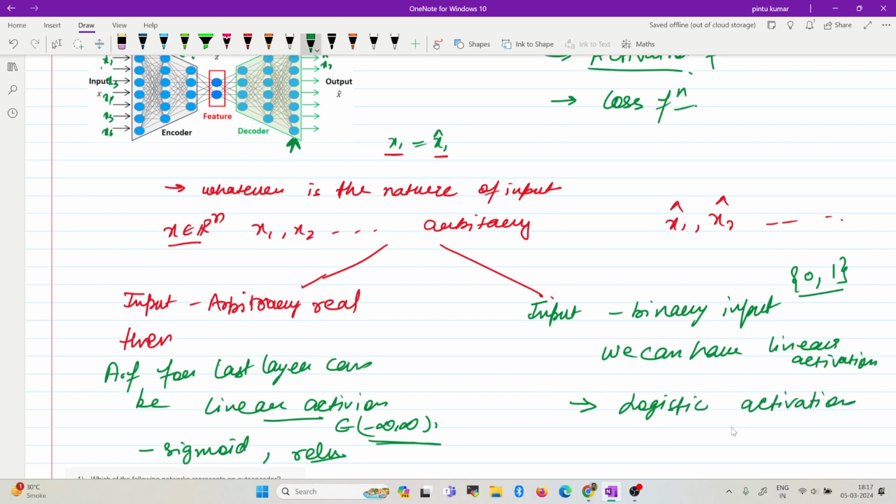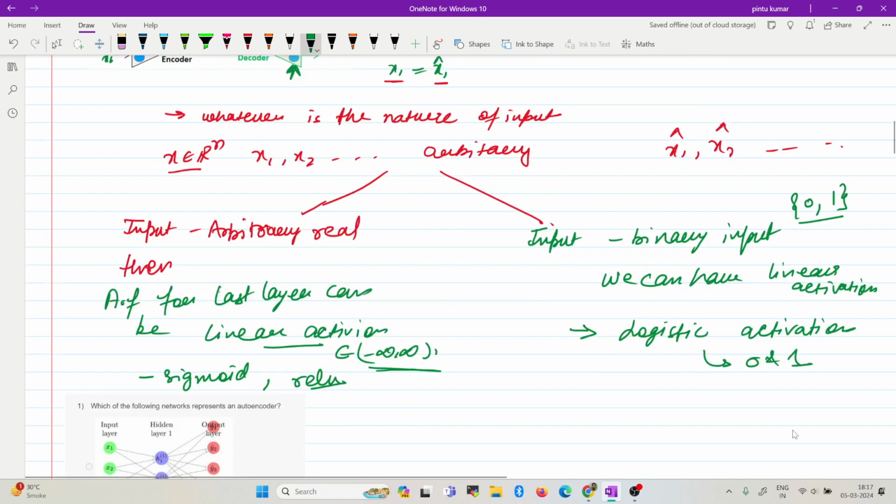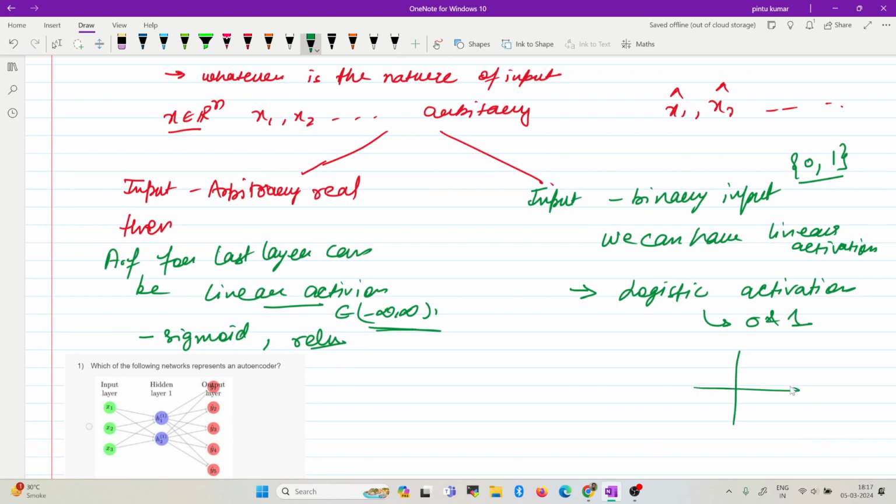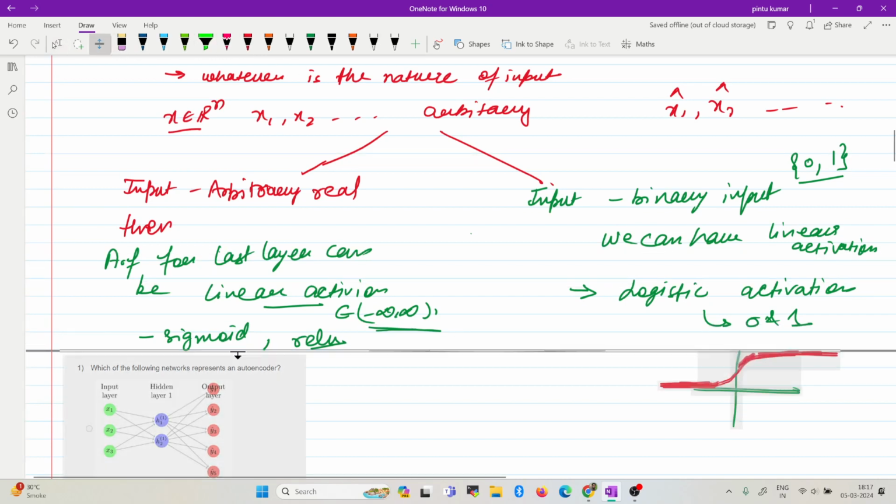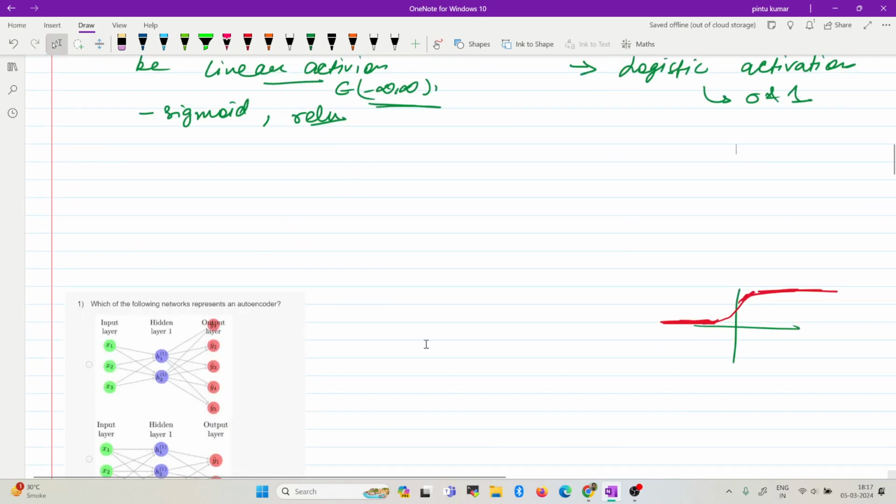Because logistic activation gives you values between 0 and 1 only, and that too it has a very flat portion towards the 1. If you remember, the graph looks something like this, if I remember correctly. Yeah, there is a large portion that has value 0, and there is a large portion that has value close to 1. So that's why this is a good choice for this kind of autoencoder. Any doubt till this point?